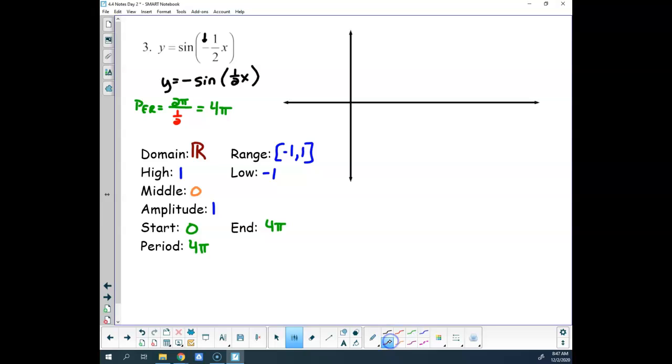Negative sine starts middle, down, up, middle. That's 0. Started at 0, ended at 4 pi, halfway. Halfway, other halfway. Oh, it was easy. Easy sauce on that one. Agree? Love it.